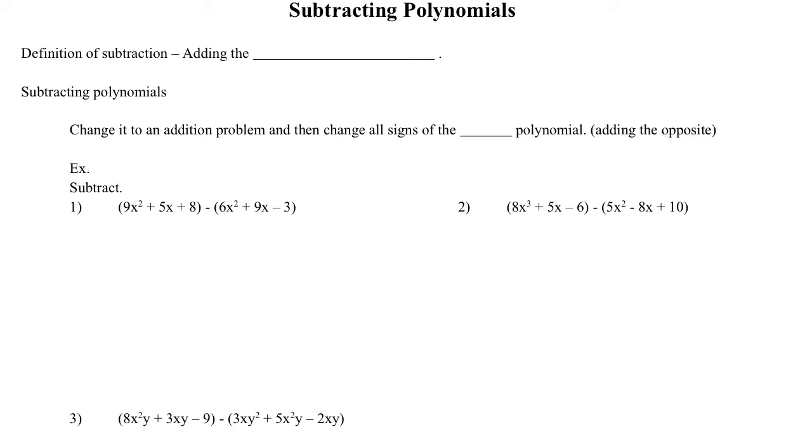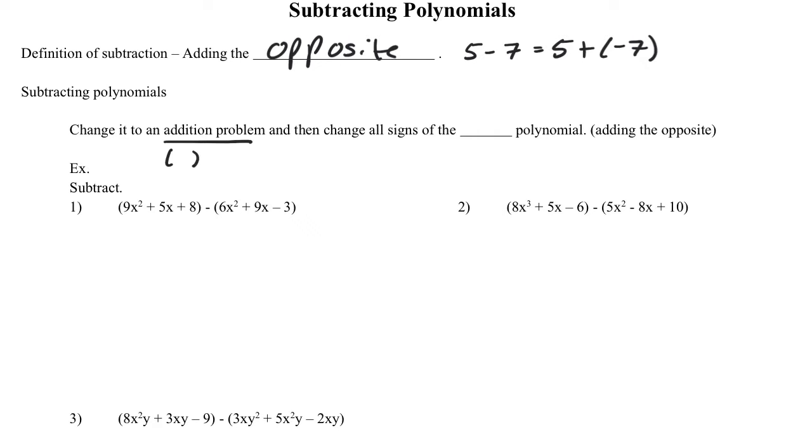So let's take a look at subtracting polynomials. For this, we're going to work with the definition of subtraction, which is really just adding the opposite, right? So if we think about 5 minus 7, this is really just 5 plus -7, and we can rewrite it that way. So we want to go ahead and do this. And the shorthand way is we're going to change it to an addition problem.